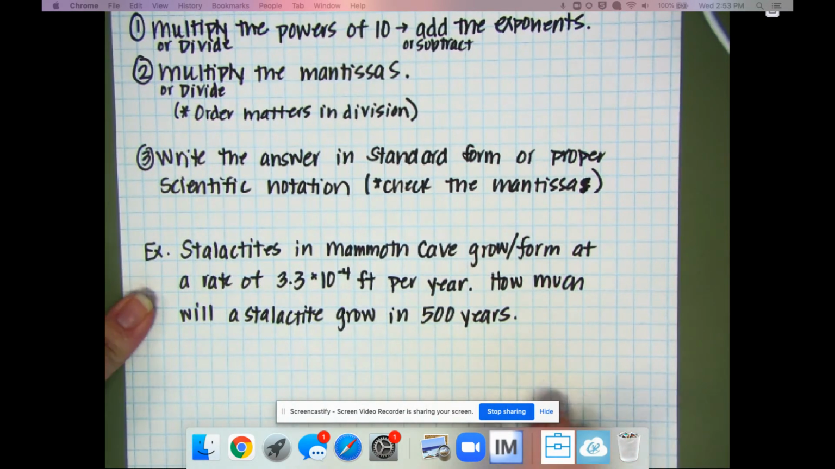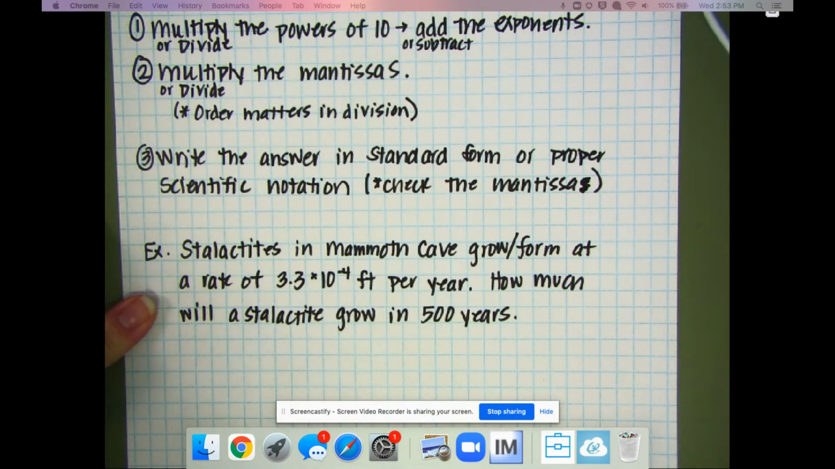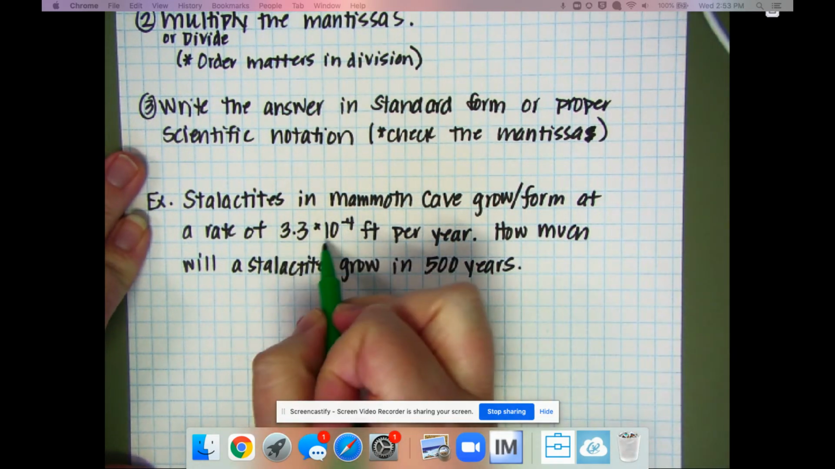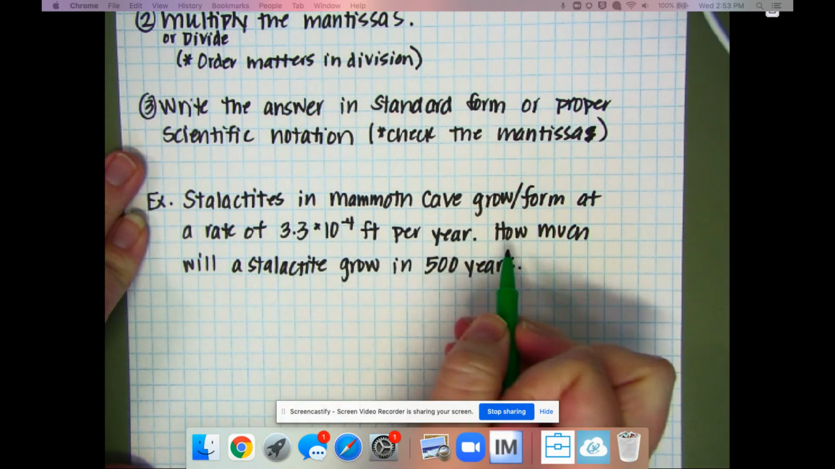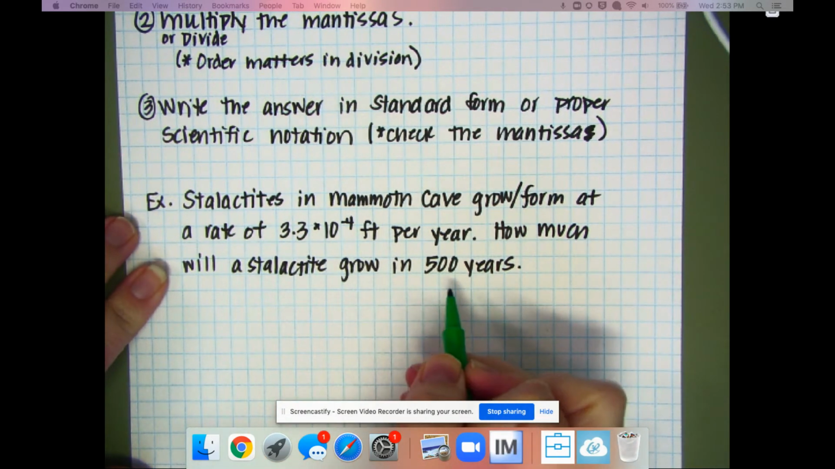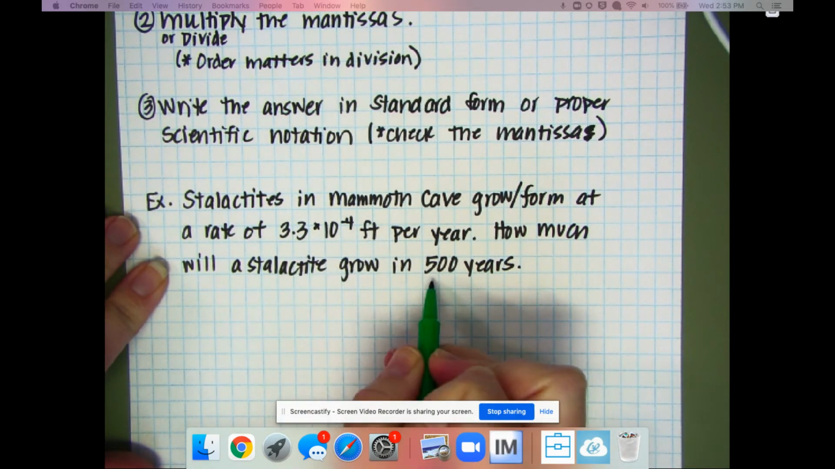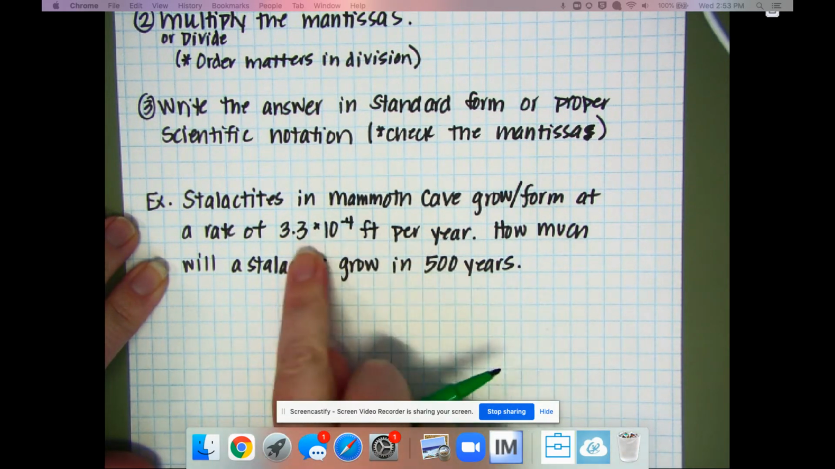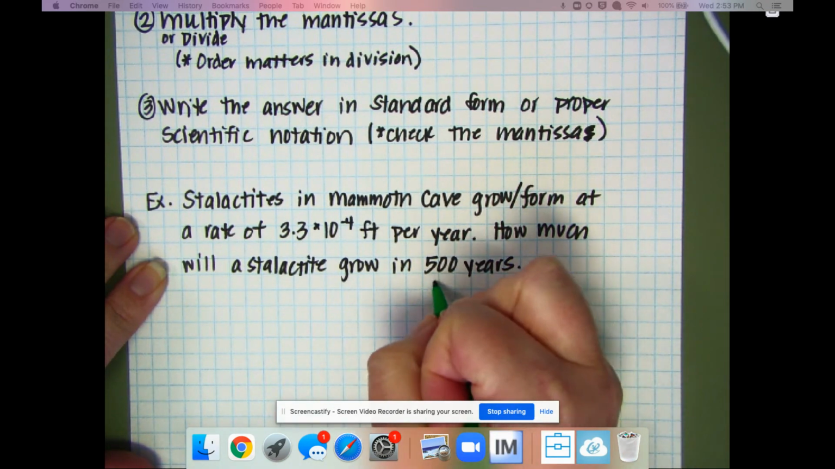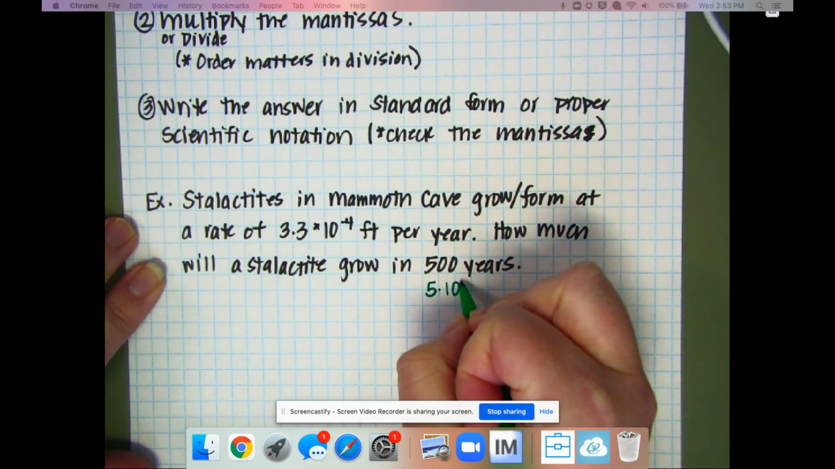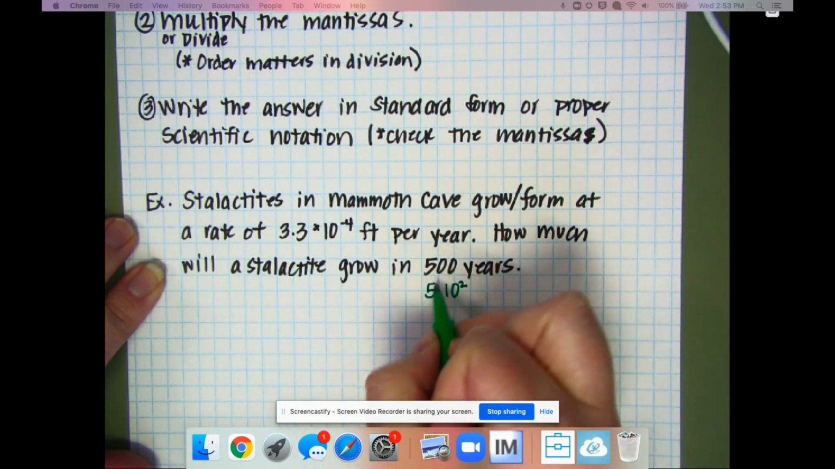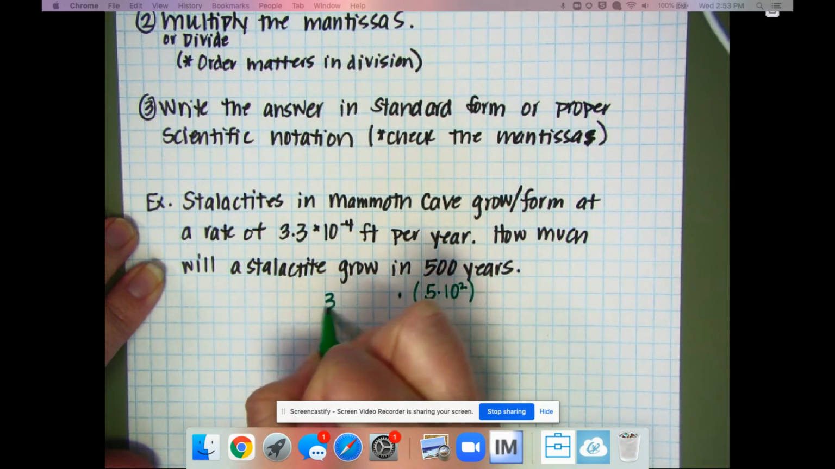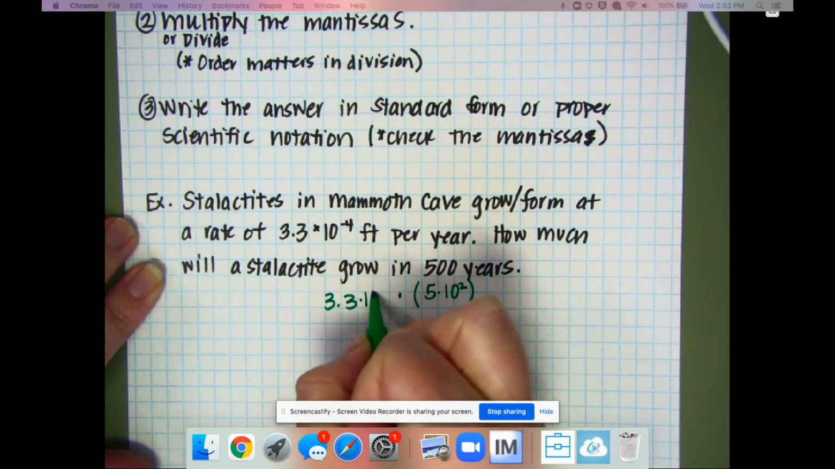So let's look at an example here. It says stalactites in Mammoth Cave form at a rate of 3.3 times 10 to the negative fourth feet per year. So how much will a stalactite grow in 500 years? So I've got these two numbers. If this is how much it grows in 1 year, and I want to know 500 years, that means I'm going to multiply those. So first thing is let's change this to scientific notation. And then I want to multiply that by 3.3 times 10 to the negative fourth.